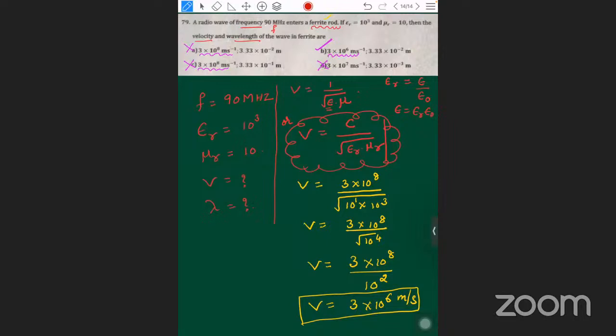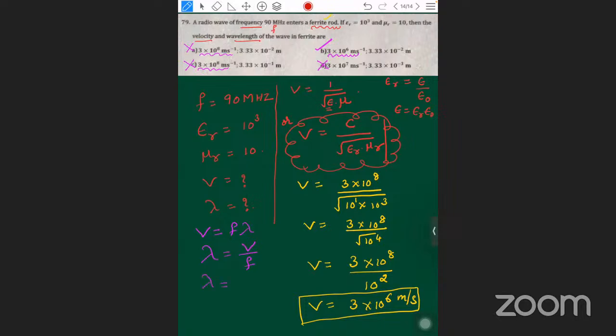Sir, why have you not calculated the wavelength then? Because among the 4 options, already we have eliminated 3 options, isn't it? So only one option is left with 3 into 10 power 6. So option B will be the right answer. So how to calculate the wavelength then? It's easy. Velocity is equal to F into lambda. So lambda from this equation is V divided by F.